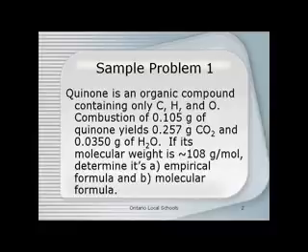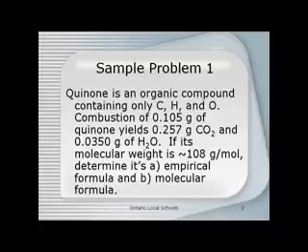So our first problem, we're going to deal with a substance called quinone, which is an organic compound that contains only carbon, hydrogen, and oxygen. Combustion of 0.105 grams of quinone yields 0.257 grams of carbon dioxide and 0.0350 grams of H2O. If its molecular weight is approximately 108 grams per mole, we want to determine its empirical formula and its molecular formula.